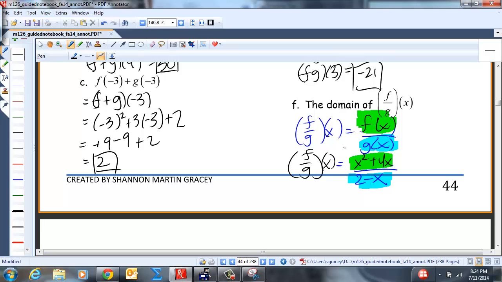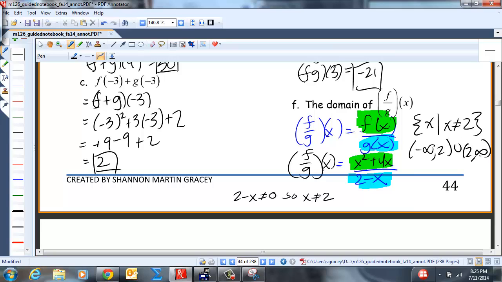So we have to think about what values of x are not okay. Do you see that 2 minus x cannot be equal to 0? So x cannot be equal to 2. So in set builder, we would have x such that x is not equal to 2. And in interval notation, we would say minus infinity to 2, union 2 to infinity. That will be our domain.